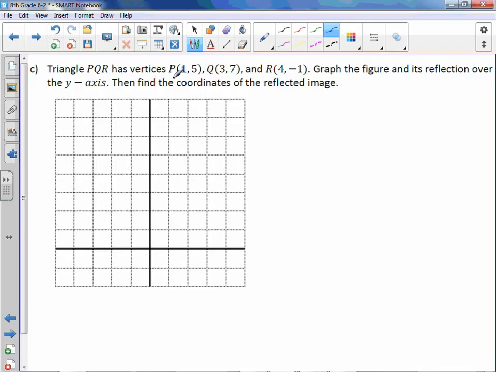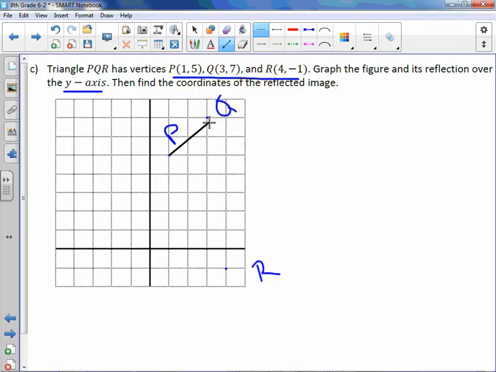Triangle PQR has these vertices. Graph the figure and its reflection over the y-axis. Then find the coordinates of the reflected image. So (1, 5), this is point P. Q is (3, 7). R is (4, -1). And connect the points.